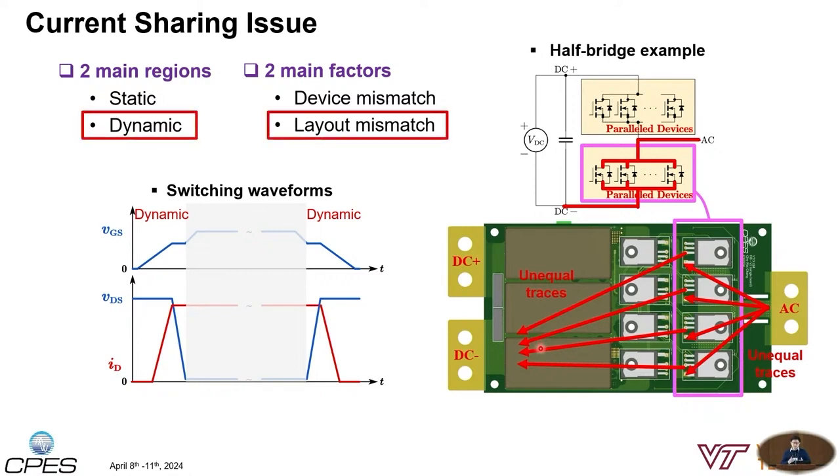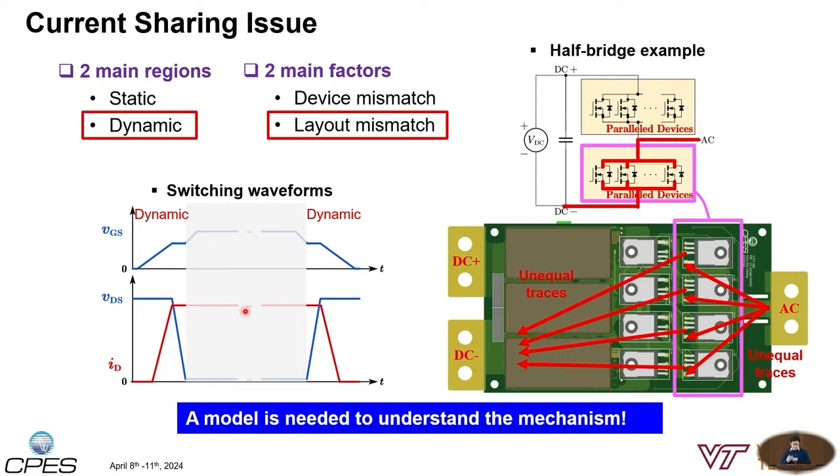However, in today's presentation, we want to focus on the dynamic current sharing caused by layout mismatch, because during the static region, the MOSFET has a positive temperature coefficient, which may result in automatically balanced steady-state currents. And the device mismatch issue can be alleviated by manufacturers' technology in the future. To study the mechanism, a model needs to be derived.